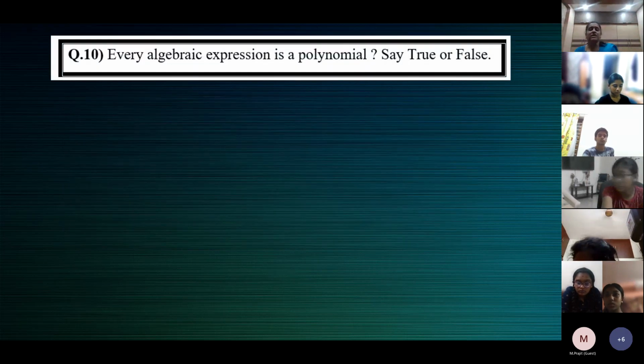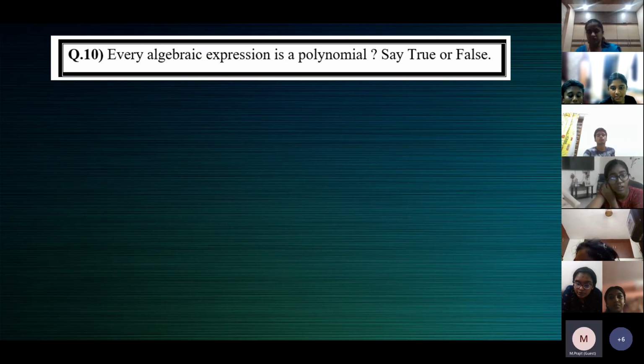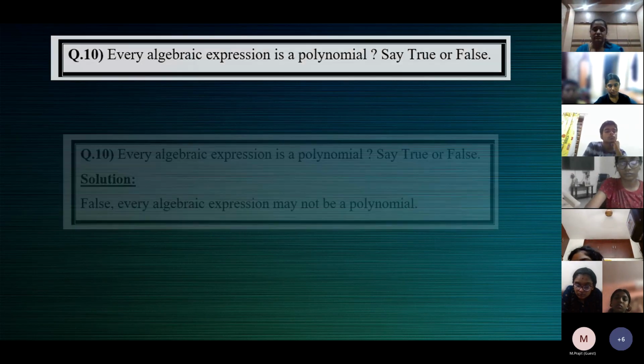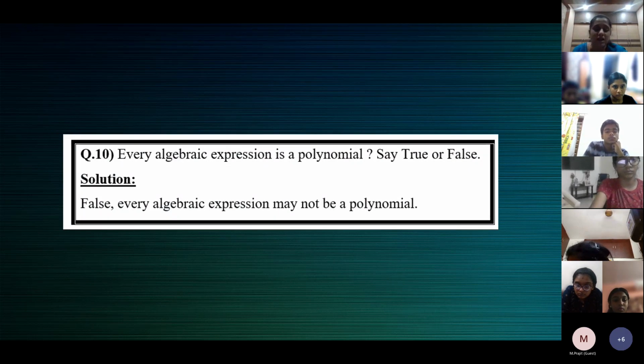Every algebraic expression is a polynomial. True or false? False. Is the converse true? Every polynomial is an algebraic expression? Yes, true. Every polynomial is an algebraic expression. But every algebraic expression need not be a polynomial. Every algebraic expression may not be a polynomial.